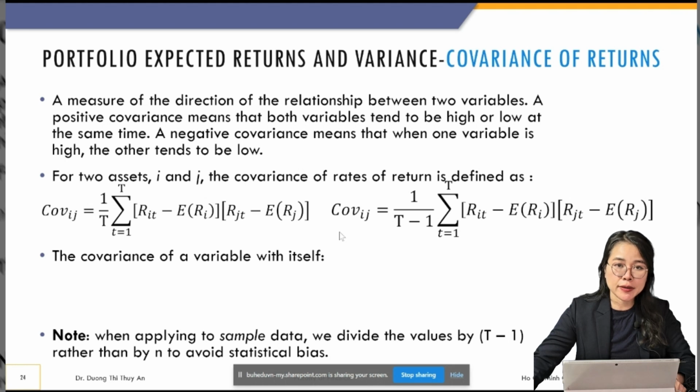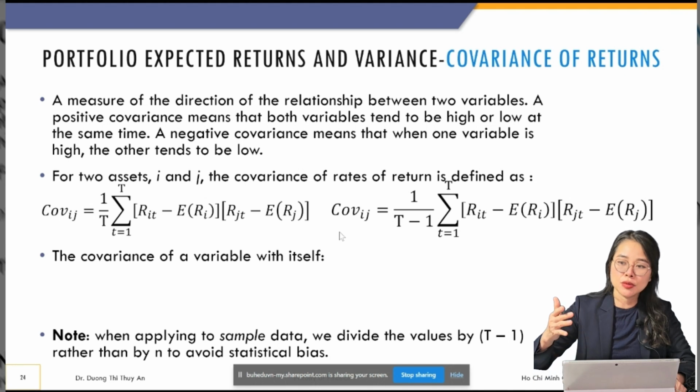A positive covariance means the two variables move in the same direction, and vice versa. A negative covariance means the two variables move in opposite directions. But covariance doesn't tell us to what extent the two assets move together. I mean the level of moving together.